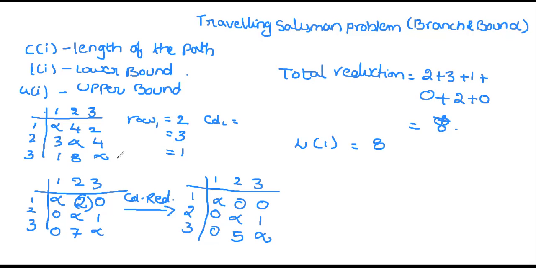Here three nodes are there, so first you need to find the path of 1 to 2. This is the first one. While calculating the path from 1 to 2, you need to set all the entries of the first row and second column to infinity.